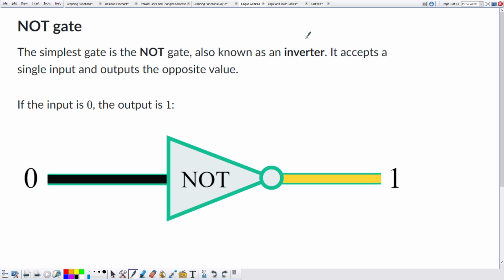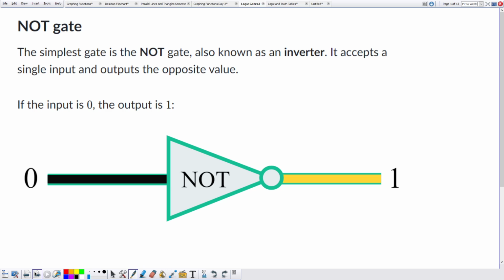So let's start with the simplest example, the NOT gate or the inverter. It has this triangle-like shape with the circle in the front. It accepts a single input and outputs its opposite value. So if your input is 0, then it'll shoot out an output of 1. And in computing, 0 corresponds to logical false and 1 corresponds to logical true.